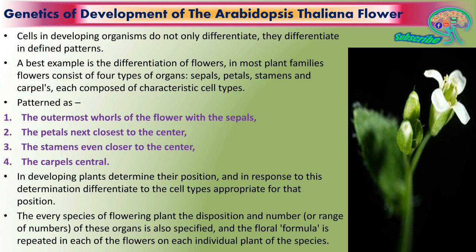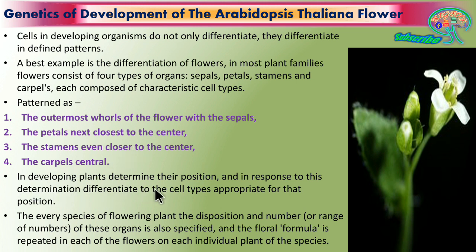The pattern which appears in the flower is: the outermost whorl of the flower with the sepals, the petals next closest to the center, the stamens even closer to the center, and the carpels in the central region. So these are the four different organs which have been arranged within the flower.